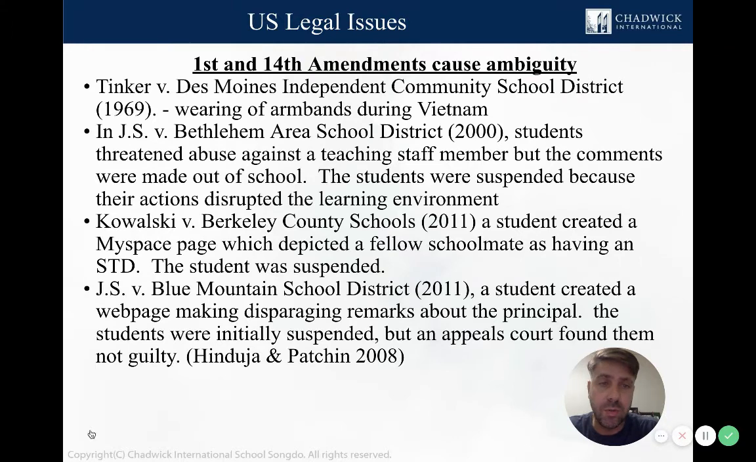Even though this was the case, the students were suspended because their actions had a disruptive effect on the learning environment. In Kowalski versus Berkeley County Schools in 2011, a student created a MySpace page which depicted a fellow schoolmate as having an STD. That student was suspended. They took it to court to appeal, but eventually wound up losing and was suspended for what eventually turned out to be 5 days. In J.S. versus Blue Mountain School District in 2011, a student created a webpage making disparaging remarks about the principal. The students were initially suspended, but an appeals court found them not guilty.